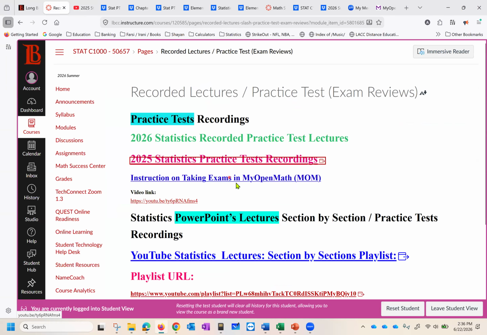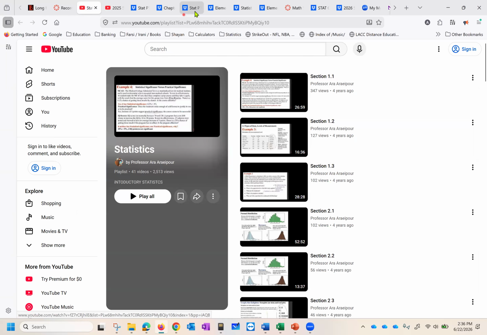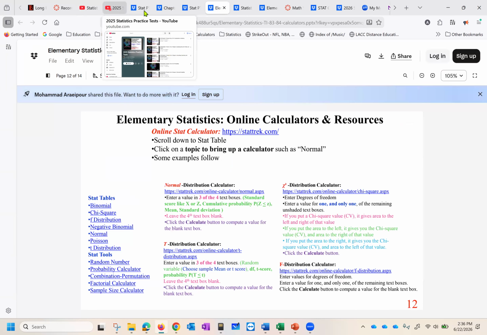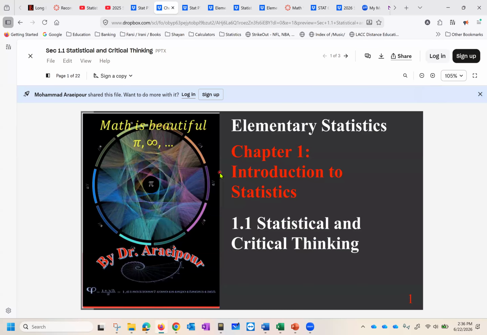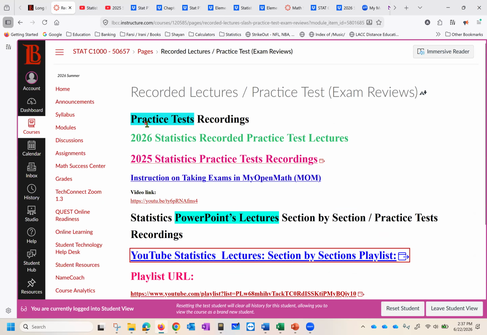Also, this one. Remember we had the PowerPoints, the recorded PowerPoints. So we have the PowerPoints, we have the recorded PowerPoints, we have the practice test, we have the solution to the practice test, and we have the recorded solution to the practice test. Everything is available. So again, a synopsis of that so everybody can see where we can find them.